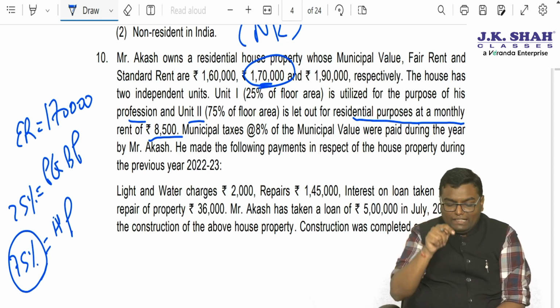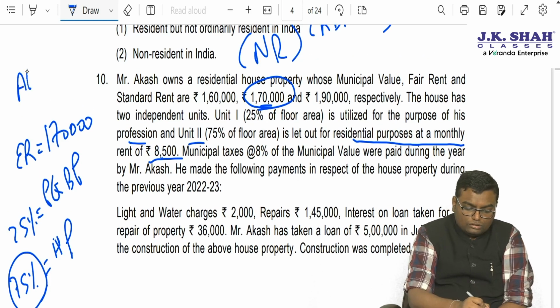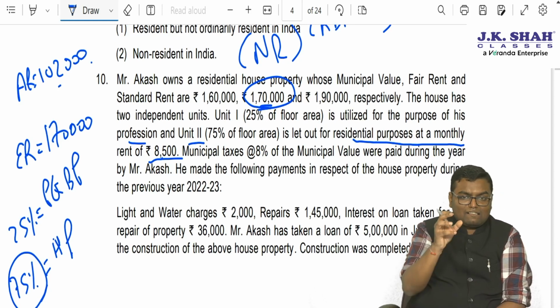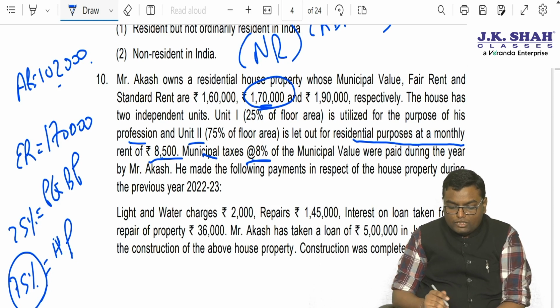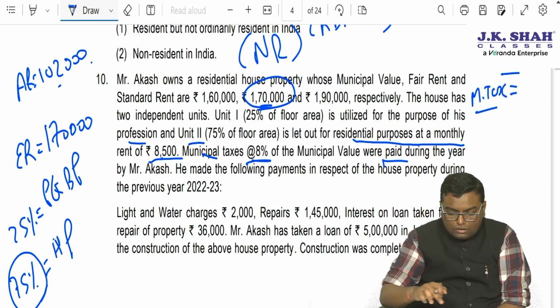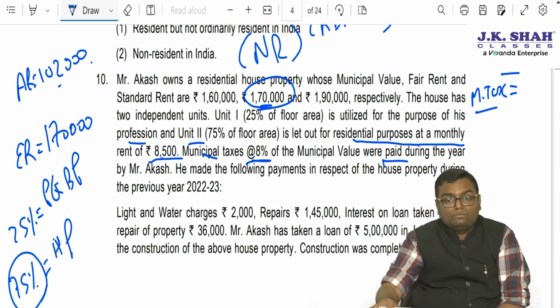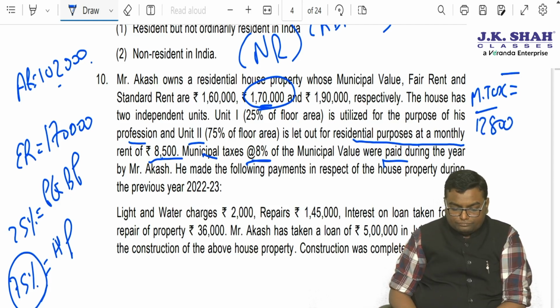What is the actual rent they have given? 8,500. So if I take 12 months of actual rent, it will be 1,02,000. Okay, so we are just gathering the information as of now. Municipal taxes is 8% of the municipal value, which is paid during the year. So what is the municipal value of the entire house? First of all, we have expected rent 1,70,000, which belongs to the entire house. Then the municipal tax of the entire house is 8%. Municipal value is 1,60,000, 8% will be 12,800. So municipal tax of the entire house is 12,800.